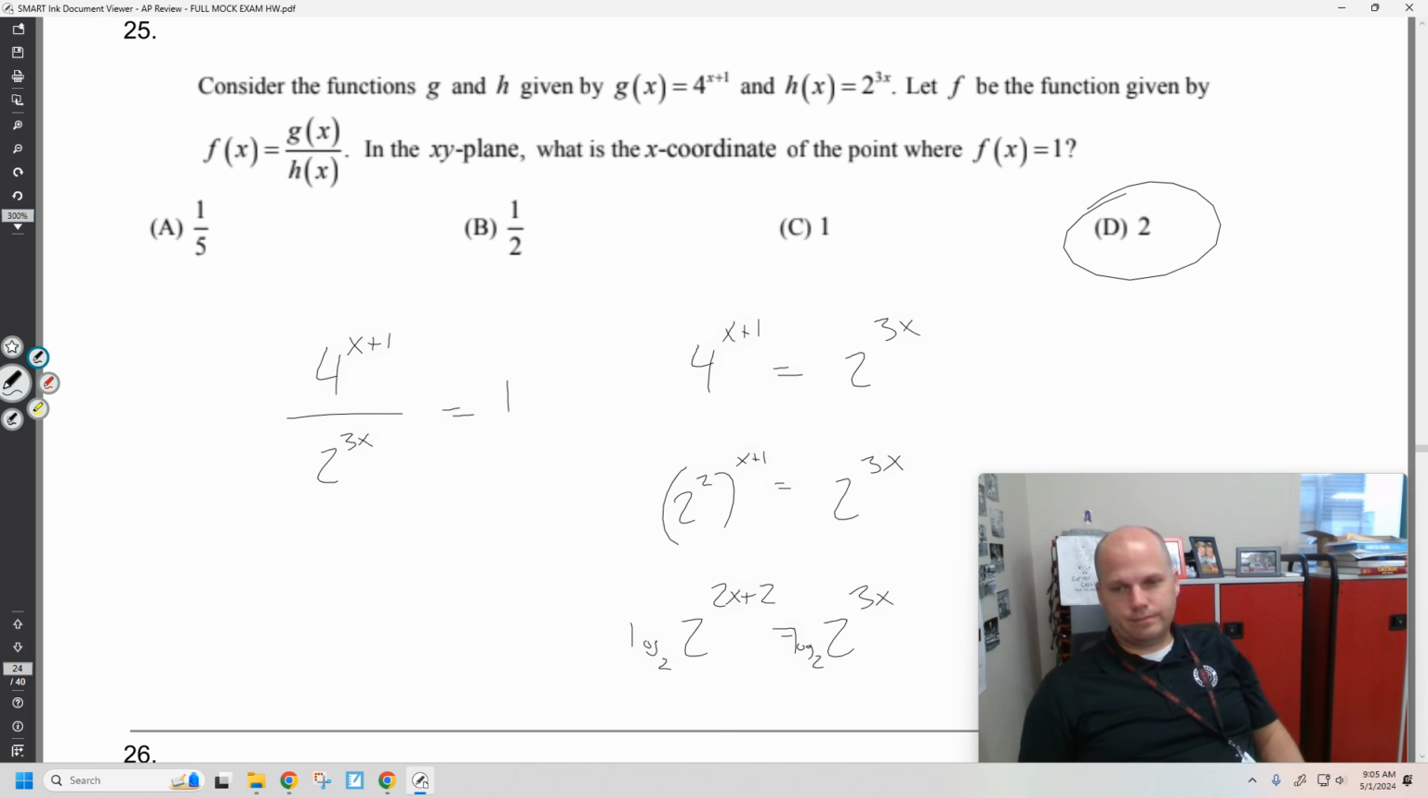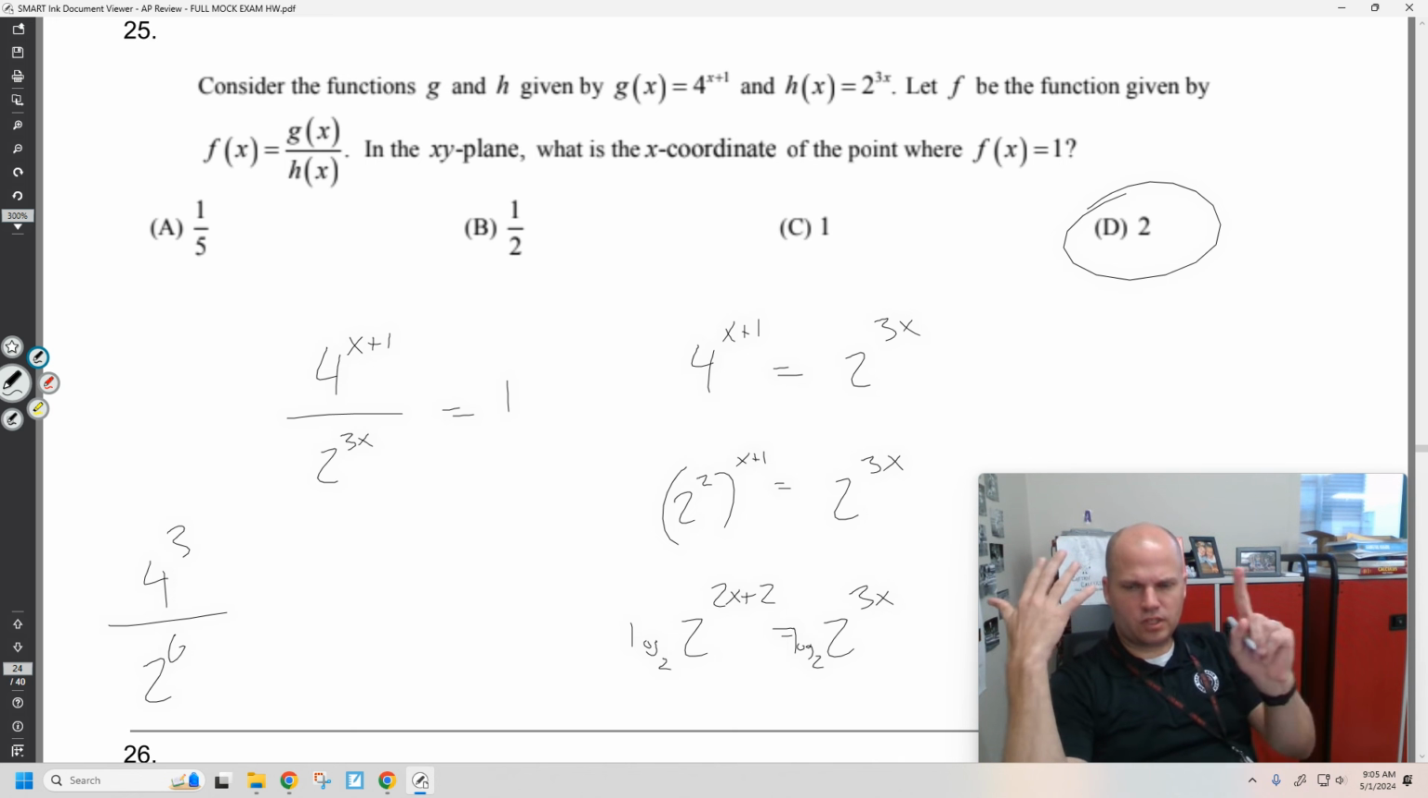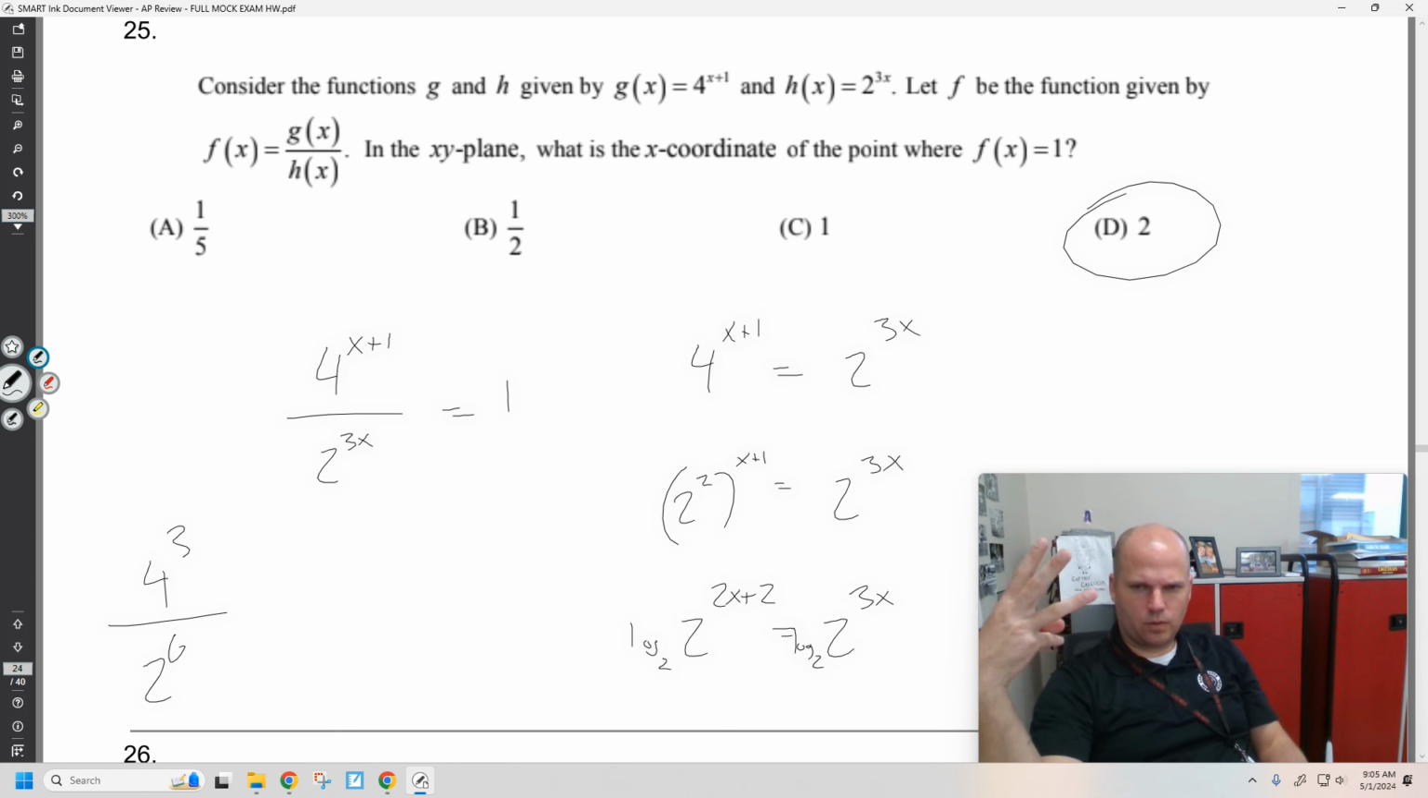Yeah. Guess and check if you're not sure what to do. 2 to the 6th, 4 cubed. 2, 4, 8, 16, 32, 64. 4, 16, 64. Guess and check could work too.